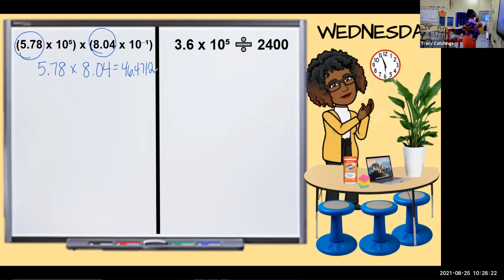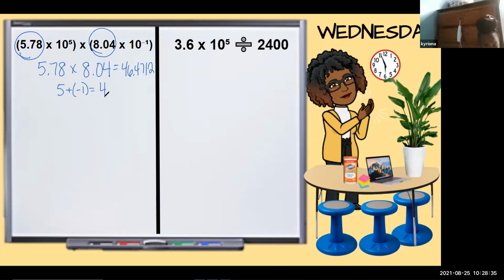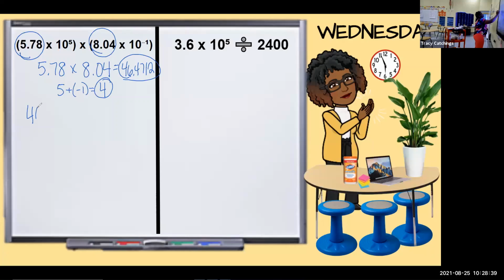46.4712. Good job. The second step told us we're going to add those exponents since we are multiplying. So what's 5 plus a -1? That would be 4. So then we're going to write it the way we had it. We now have 46.4712 times 10 to the 4th. Is that in scientific notation?